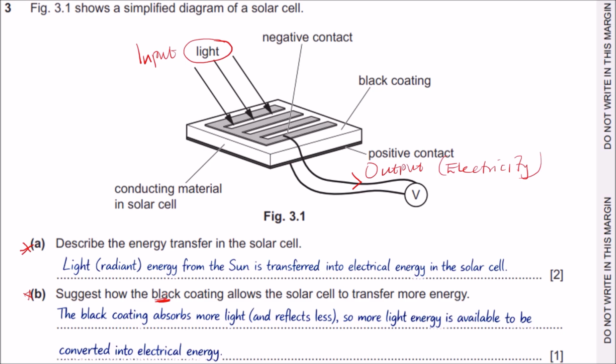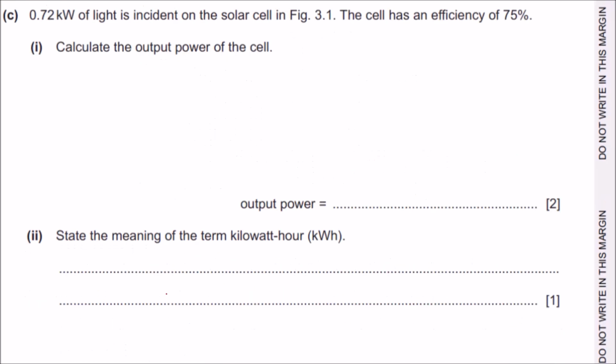With this, I will proceed to part C. Part C reads 0.72 kilowatts of light is incident on a solar cell in Fig 3.1. The cell has an efficiency of 75%. Item 1, calculate the output power of the cell.